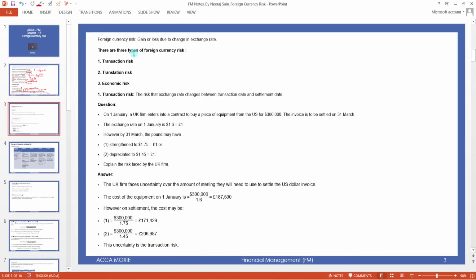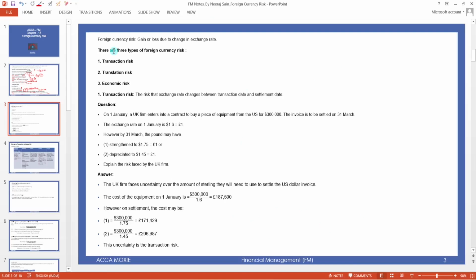Next one is, what is foreign currency risk? Foreign currency risk means the gain or loss due to change in exchange rate. If you gain or lose due to a change in exchange rate, it is a risk that you are facing. There are three types of exchange rate risk. First one is transaction risk, next is translation, and third one is economic.